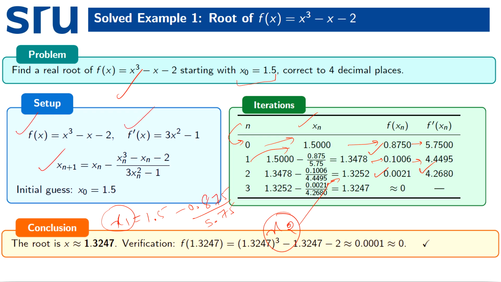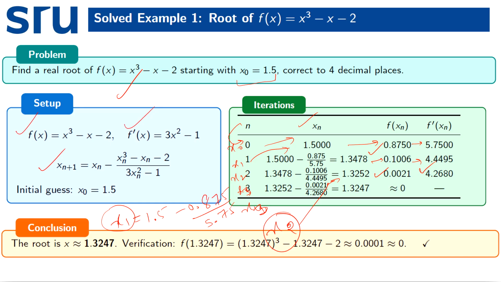Next is the next iteration, that is x_4. Sorry, this will be x_3. This gives you x_0, this gives you x_1, this gives you x_2, this gives you x_3. That's it. So these steps are the same.